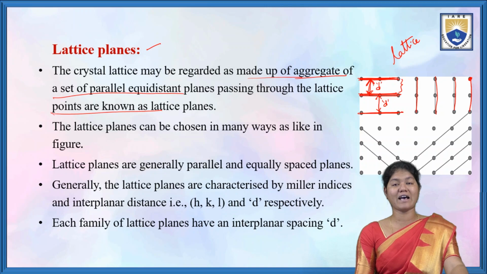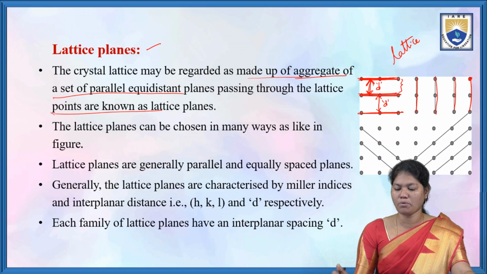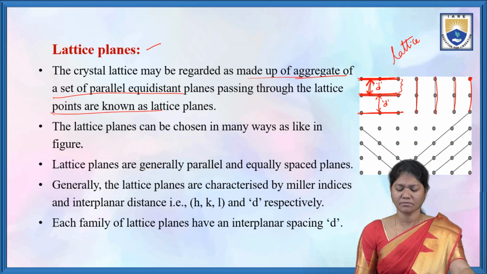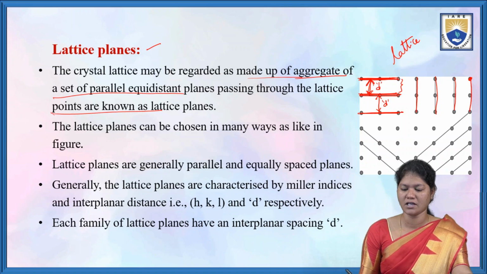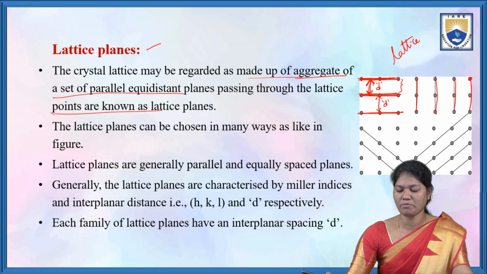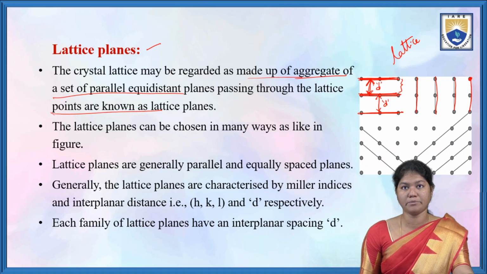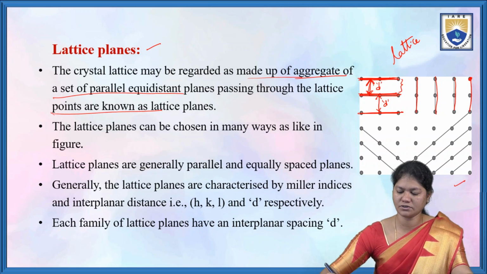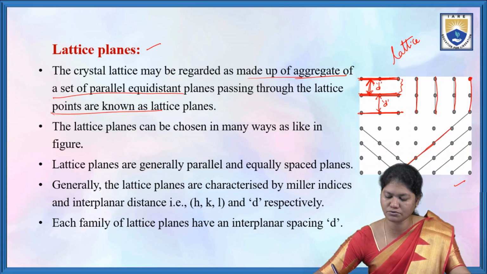So a set of parallel equidistant planes passing through the lattice points are known as crystal lattice planes. Okay, so a crystal lattice may be regarded as made up of an aggregate of sets of parallel planes passing through the lattice points, called lattice planes. The lattice planes can be chosen in many ways, as in the picture. In this direction it is passing through these points. So these are the parallel planes.